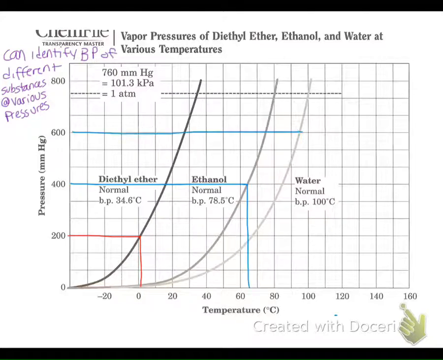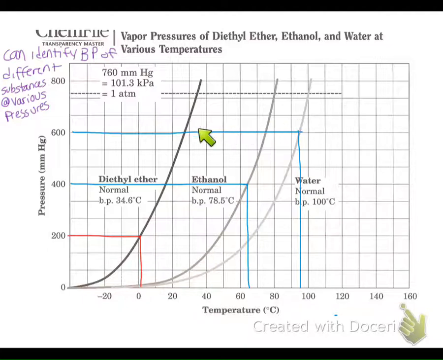And so let's say at 200 millimeters of mercury, at 400 millimeters of mercury, and 600 millimeters of mercury, where are these things going to boil? So at 200 millimeters of mercury, I know that diethyl ether will boil around maybe 1 degree Celsius. At 400 millimeters of mercury, ethanol will boil around 65 degrees Celsius. At 600 millimeters of mercury, water would boil maybe around 95 degrees Celsius.